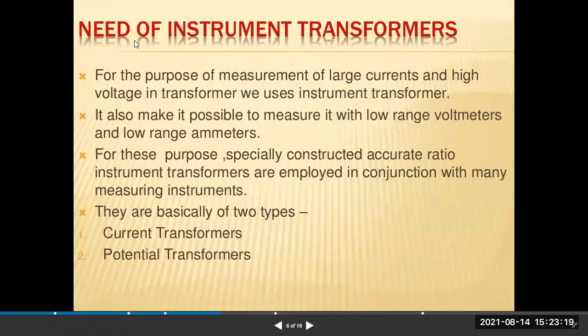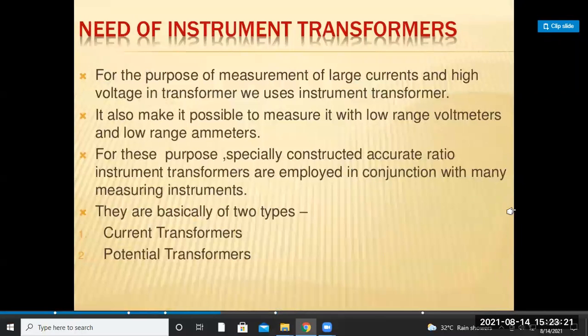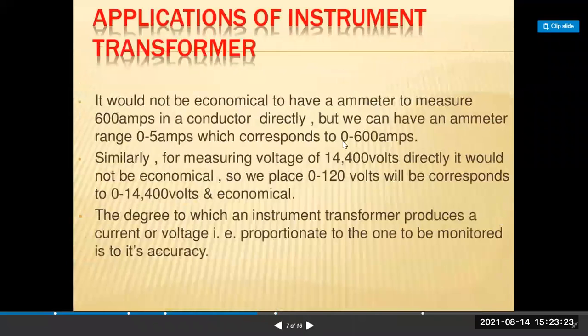Then we have seen what is the need of the instrument transformer and the application of the instrument transformer. Both transformers have been included, that is the current transformer as well as the potential transformer. They are just a variation of the range for the instrument transformer.